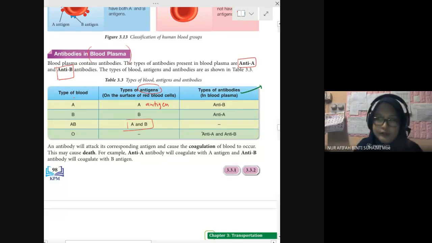Okay. Page 98. Kartik, kalau ada buku teks, you tengok buku teks. Page 98, we are discussing. Oh, okay, line slow, maybe lah. Alright, we're discussing the antibodies in blood plasma.